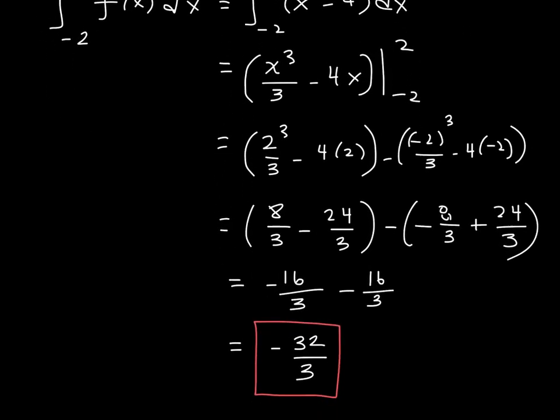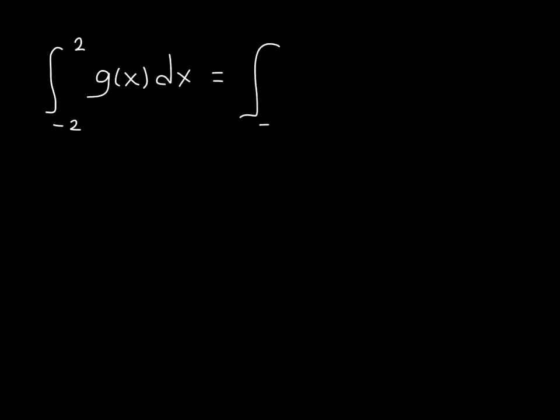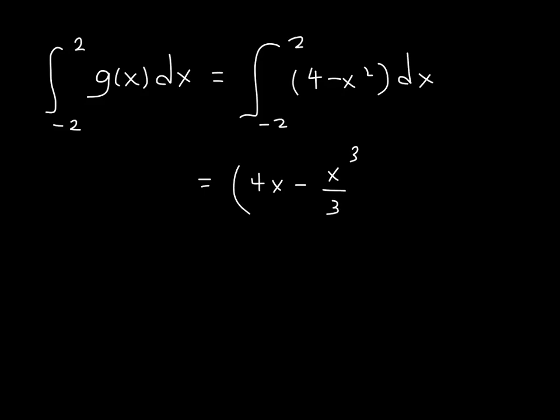So I'm going to get the same answer. All right, this is still part A. So we're going to do the integral from -2 to 2. This is the definite integral of g of x. And hopefully we can show that this is the same answer. So this is the definite integral from -2 to 2 of 4 minus x squared dx. All right, so then this is 4x minus x cubed over 3 evaluated from -2 to 2.